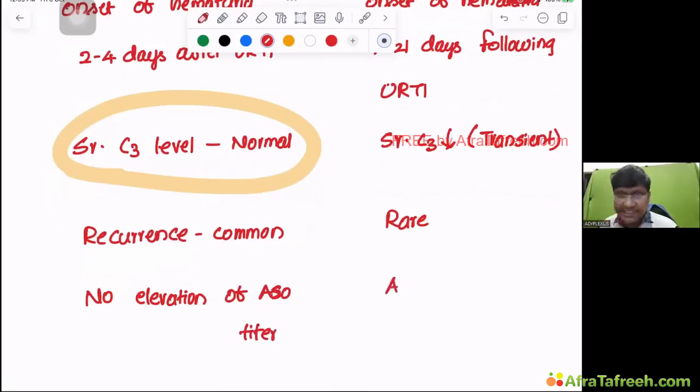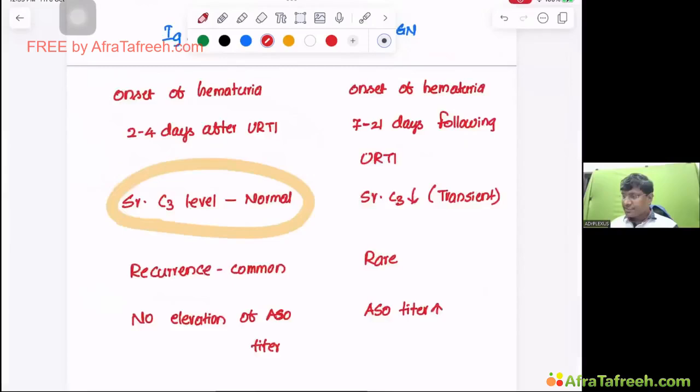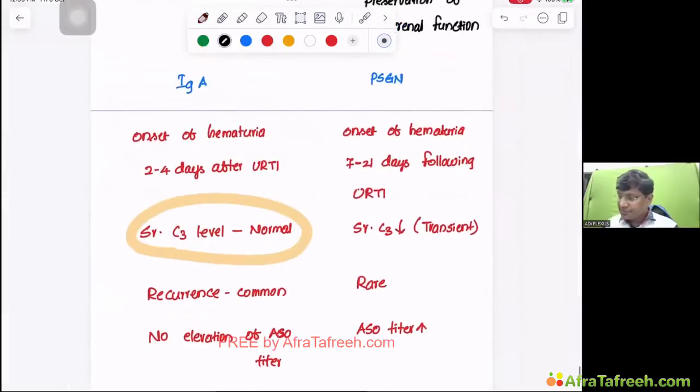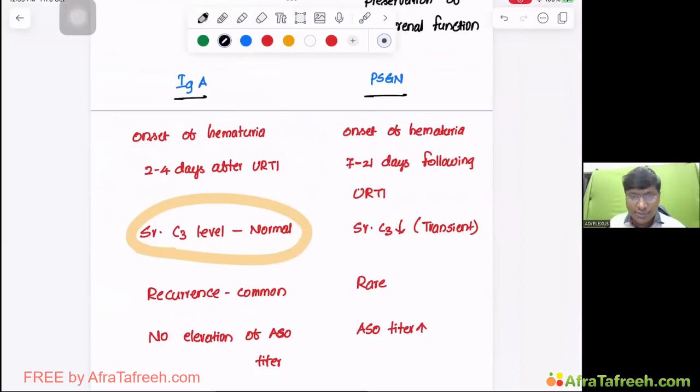Right? But whereas in IgA nephropathy, there is elevation of the ASO titer. Right? There is elevation of the ASO titer. Okay. So these are the differences between IgA nephropathy as well as post-streptococcal glomerulonephritis. Right? So this finishes your IgA nephropathy.